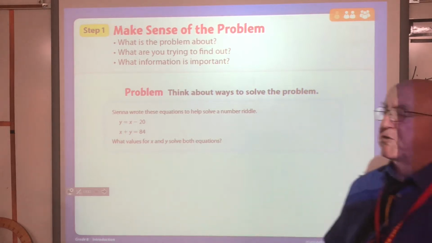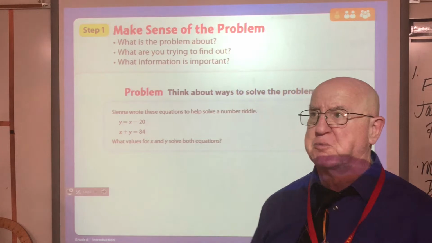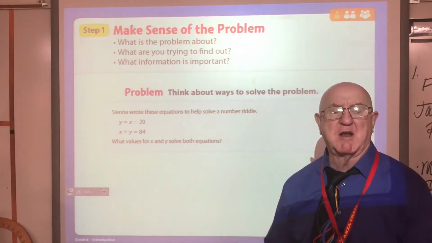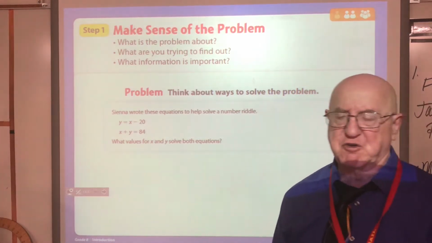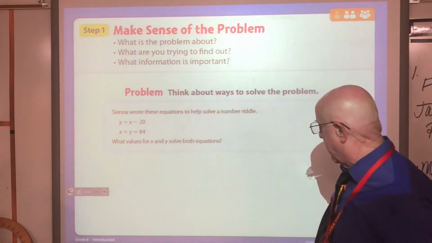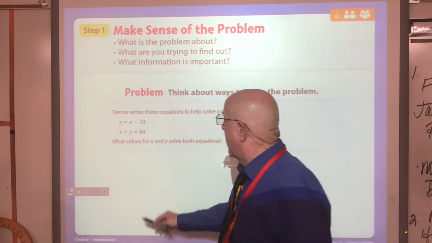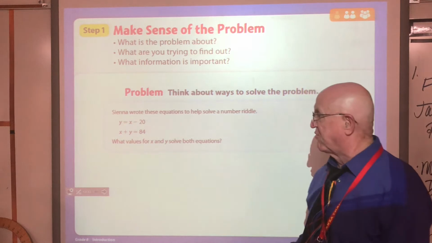So today we're going to start talking again about how to solve systems of equations algebraically. Last week we talked about how to determine the number of solutions to a system. So today we're going to start with the basic system and how to solve it. In this we have two equations. We have y is equal to x minus 20 and we have x plus y equal 84.